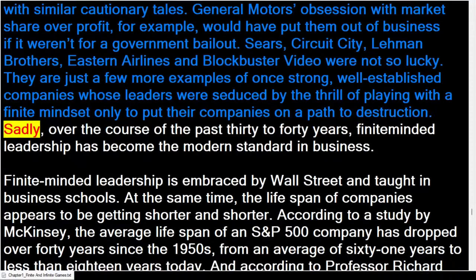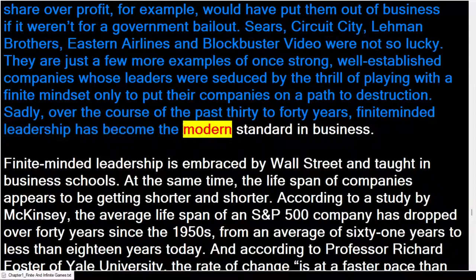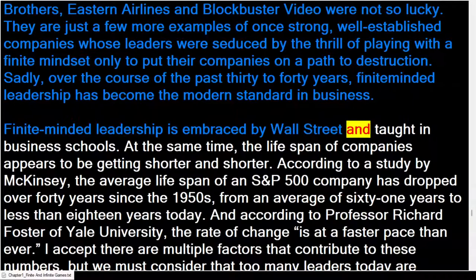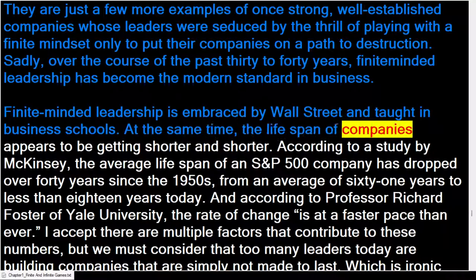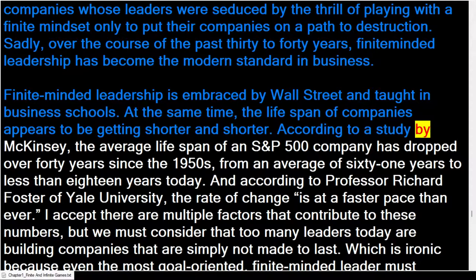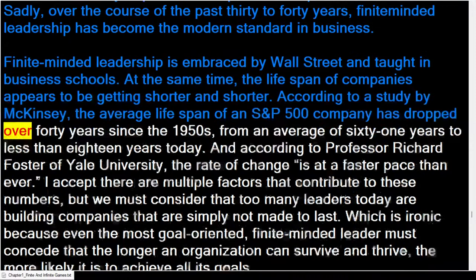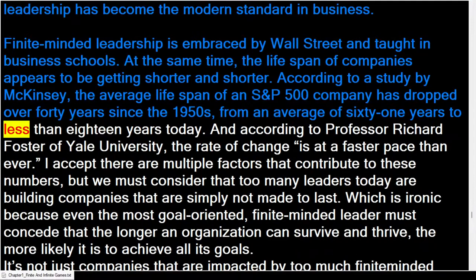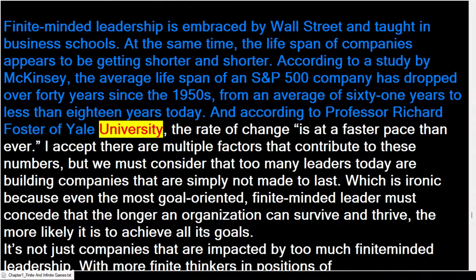Sadly, over the course of the past 30 to 40 years, finite-minded leadership has become the modern standard in business. Finite-minded leadership is embraced by Wall Street and taught in business schools. At the same time, the lifespan of companies appears to be getting shorter and shorter. According to a study by McKinsey, the average lifespan of an S&P 500 company has dropped over 40 years since the 1950s, from an average of 61 years to less than 18 years today. And according to Professor Richard Foster of Yale University, the rate of change is at a faster pace than ever.